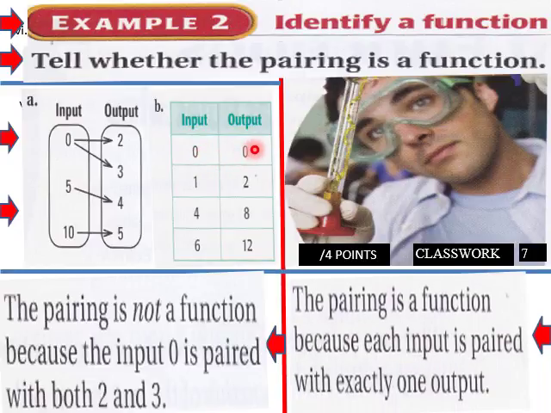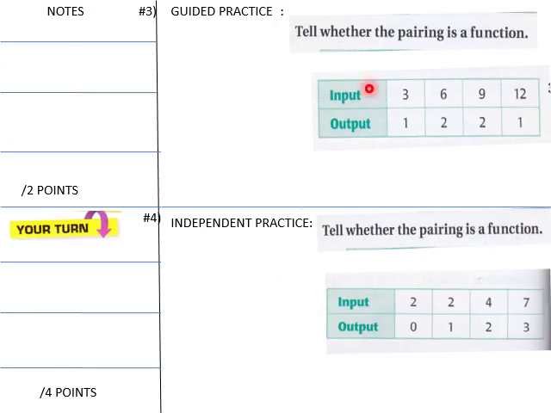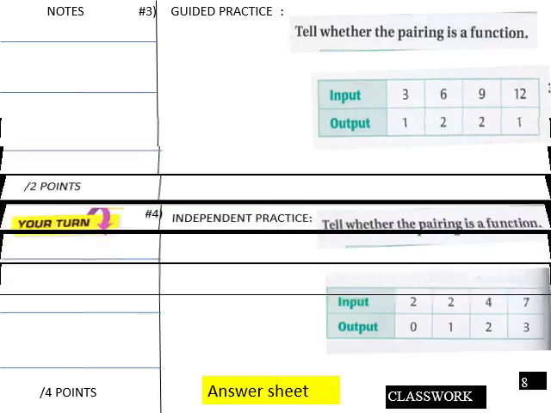And then on this situation here, the pairing is a function here. We have a different situation here with this table because each input is paired with exactly one output. So we have only one output per input here, not something like this. Okay, tell whether the pairing is a function. Students, this is you here. We're going to do this one up here.